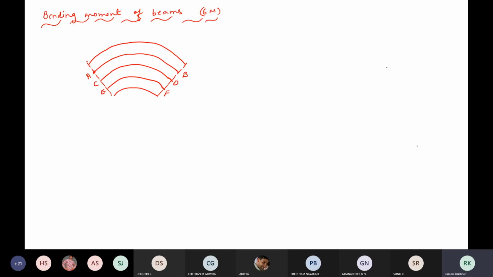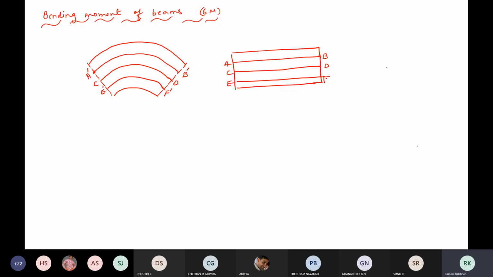Okay, so the elongated surface has become a new surface. I write it as A dash B dash, and this as E dash F dash; CD remains the same. From which diagram have we taken this? When the beam was taken and no force was applied, this was AB, CD, and EF.